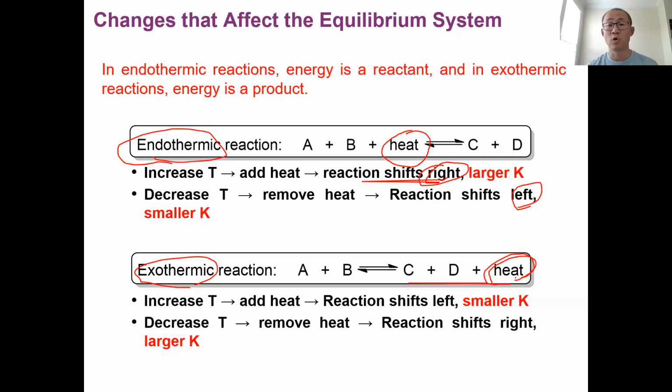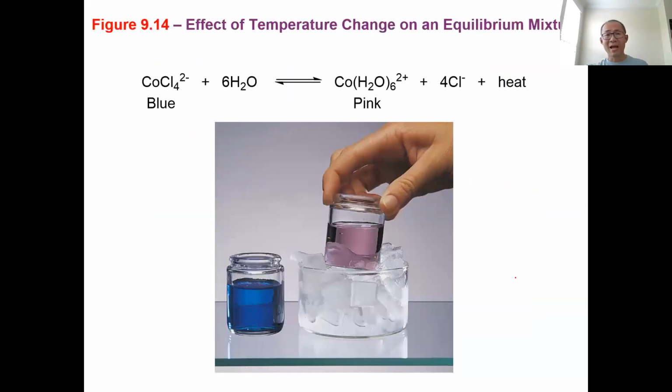So these two charts would beautifully tell you how to determine the temperature change affecting equilibrium. Just write the heat as a product for exothermic or reactant for endothermic. Then you can determine the temperature change, because increased temperature means you're adding heat. Decreased temperature, you're removing heat. Then think about which direction it goes, right? So that's temperature change.